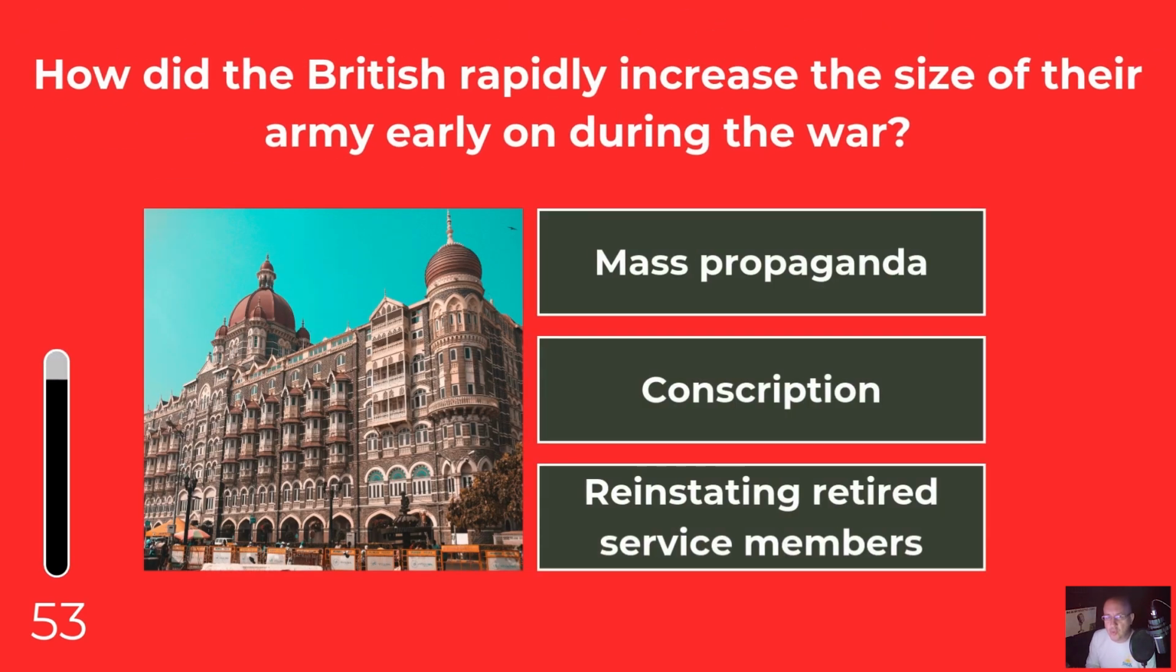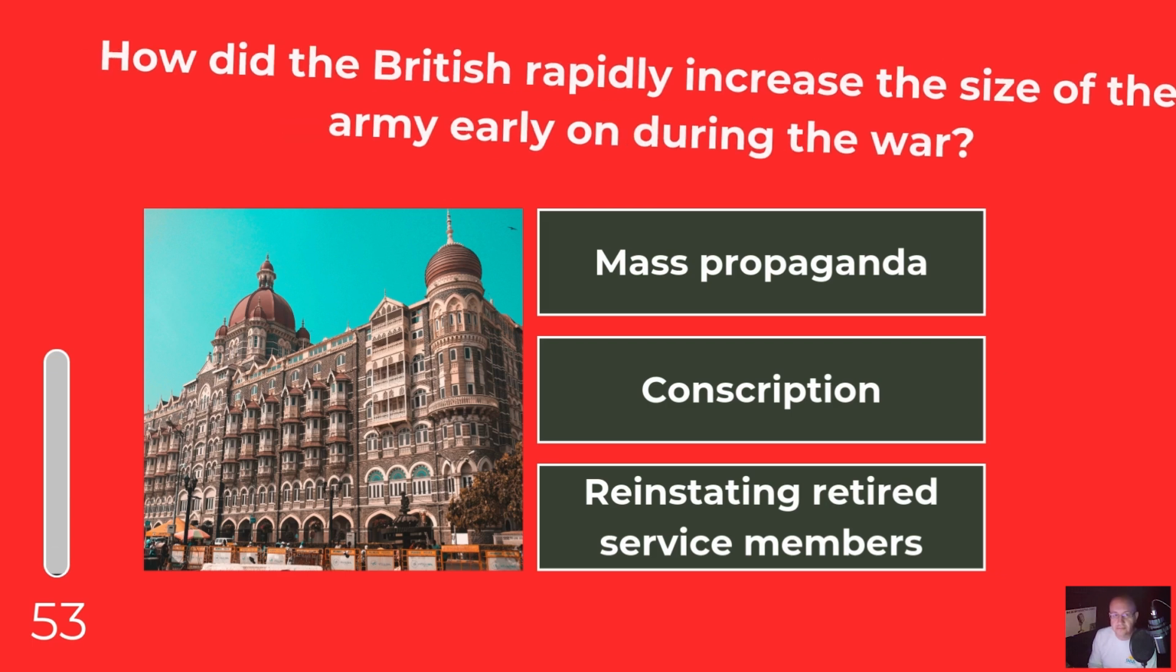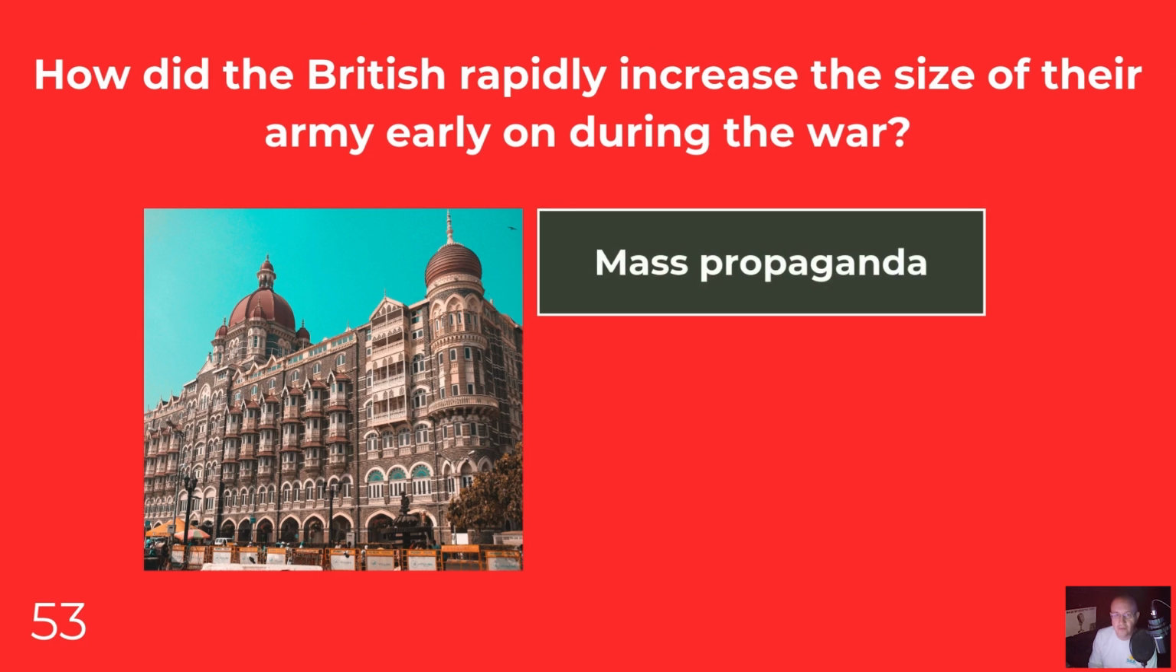How did the British rapidly increase the size of their army early on during the war? Was it through mass propaganda, conscription, or reinstating retired service members? Mass propaganda.